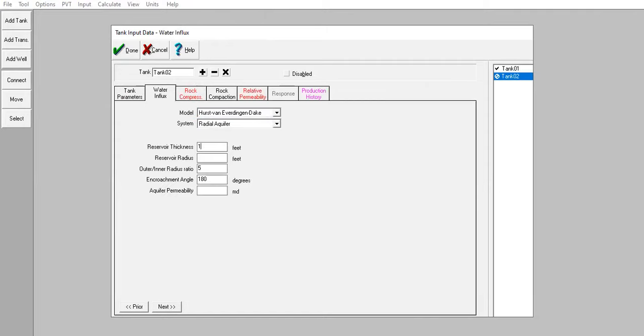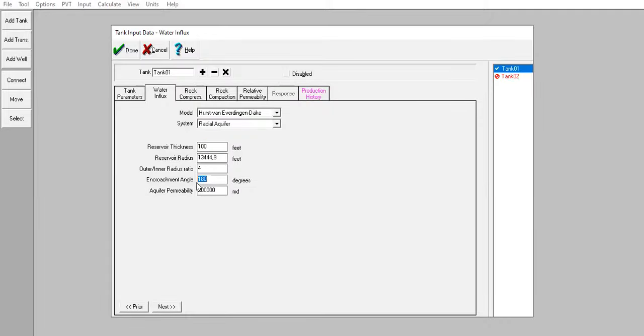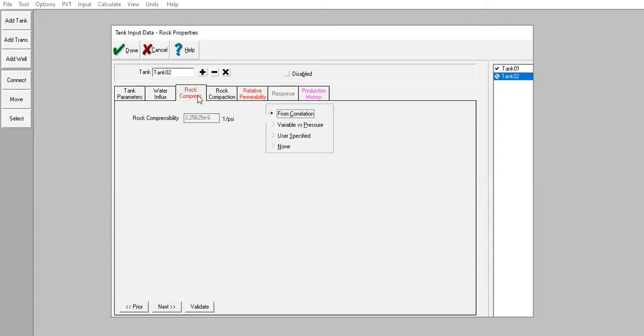Okay, encroachment angle 140 degrees, and the aquifer permeability the same. I will click done first. I will check the encroachment angle for the first tank, making sure that I have the right number. This should be 140. Click done. Again, go back to tank 2, rock compressibility, user specified. All right.